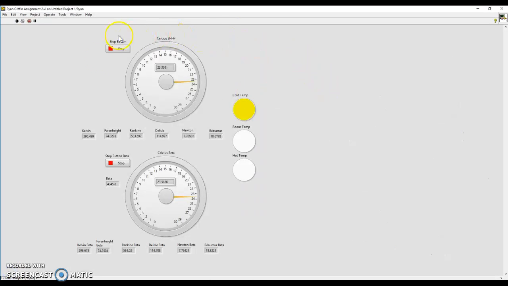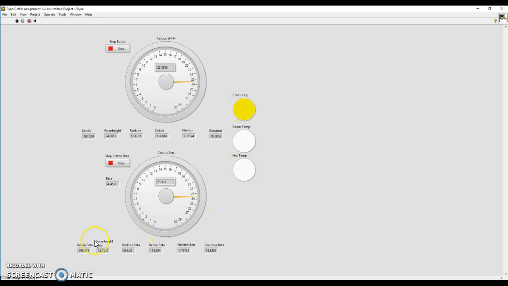Moving on to the control function as such, the top is the Steinhart instruments and the bottom is the beta instruments. As you can see on both, this is displayed in Celsius, and then you've got your other SI units below. On the right, you've got your three separate temperatures: your cold temperature, your room temperature, and your hot temperature.